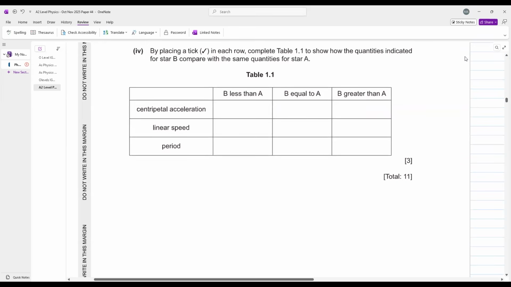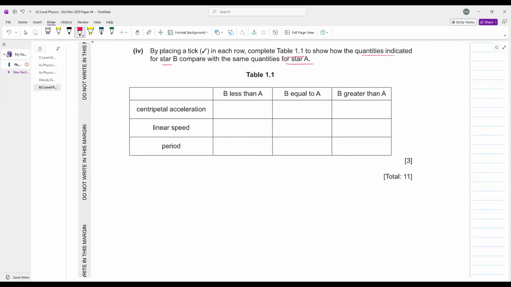By placing a tick in each row, complete table 1.1 to show how the quantities indicated for star B compare with the same quantities for star A. अच्छा जी, star A और star B की quantities किस तरह compare होती हैं? We have to tell that.